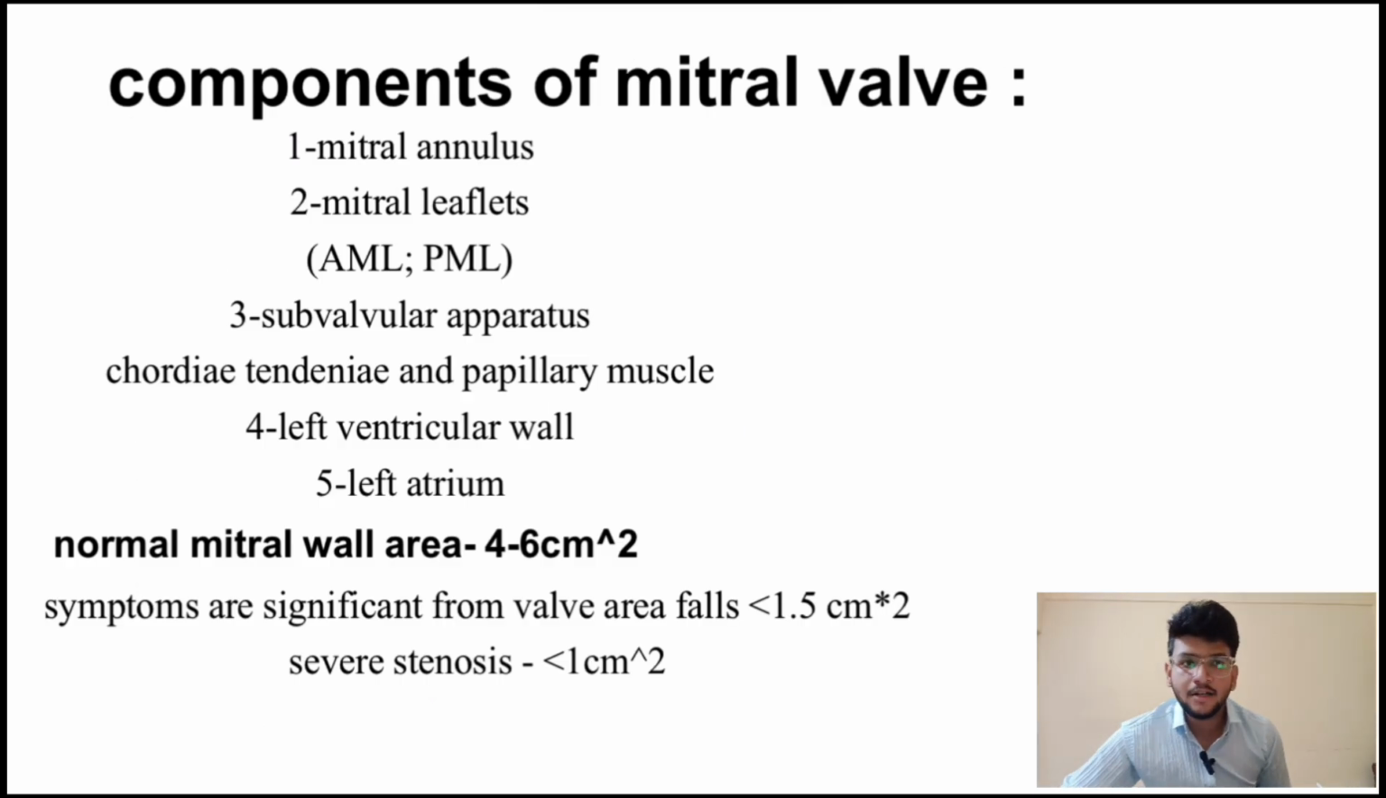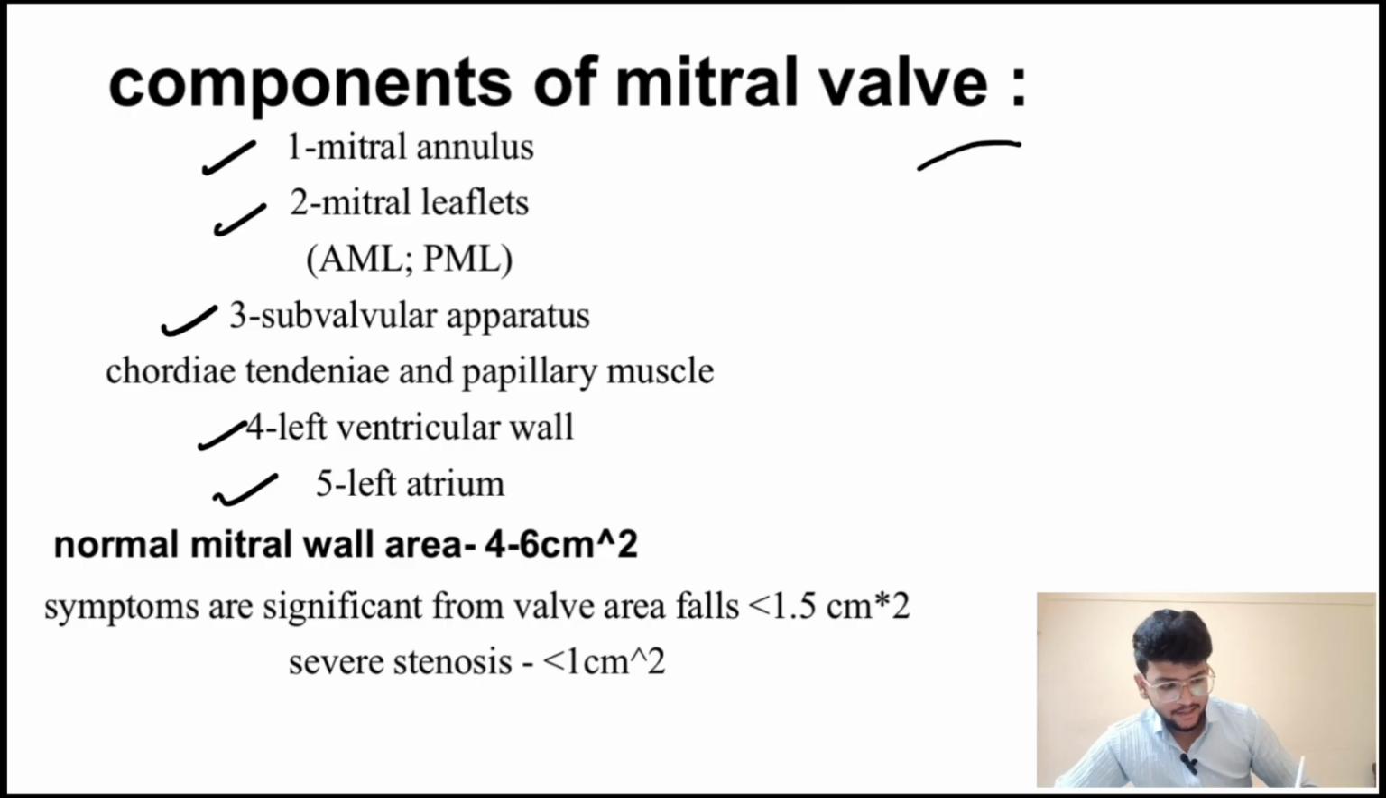Now let us learn the components of mitral valve, where we have the mitral annulus. We have two mitral leaflets, that is anterior mitral leaflet and posterior mitral leaflet. Then we have subvalvular apparatus, that is the chordae tendineae and the papillary muscles. We have the left ventricle and left atrium.